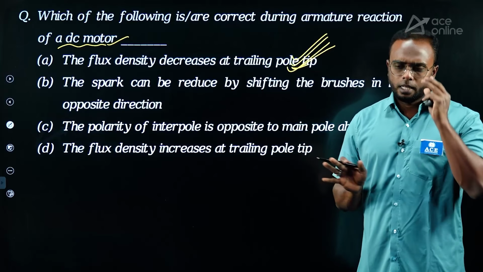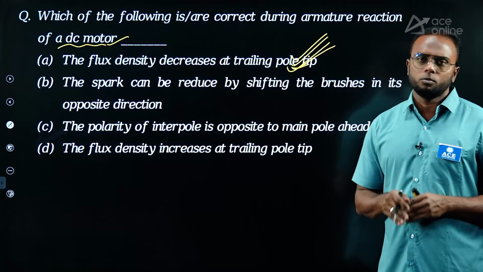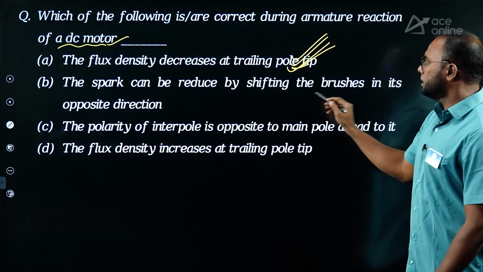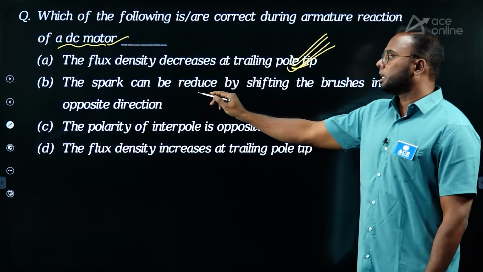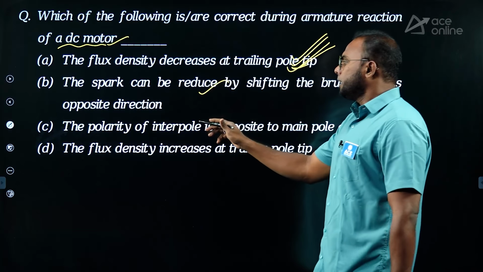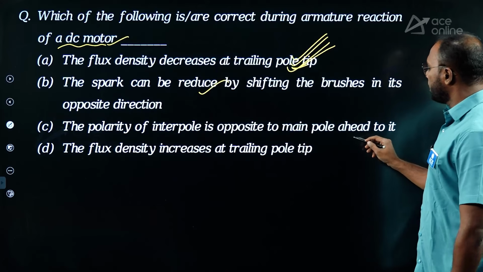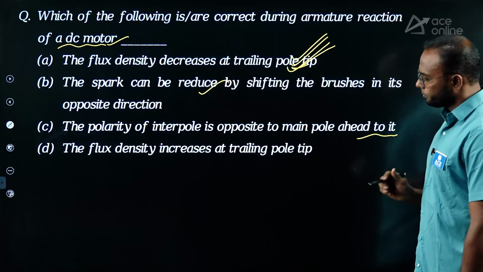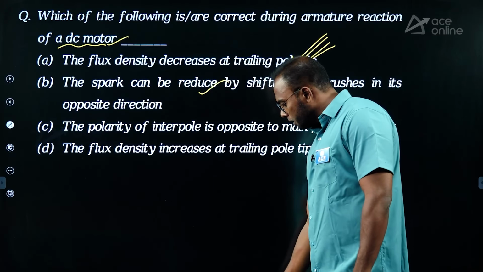Both are correct: in the direction of generator or opposite to motor. So this is a motor they gave. The spark can be reduced by shifting the brushes in its opposite direction. Yes, opposite is correct. Next one: the polarity of the interpole is opposite to the main pole ahead of it. Tell me, is this one right or wrong? Is the third option right or wrong?